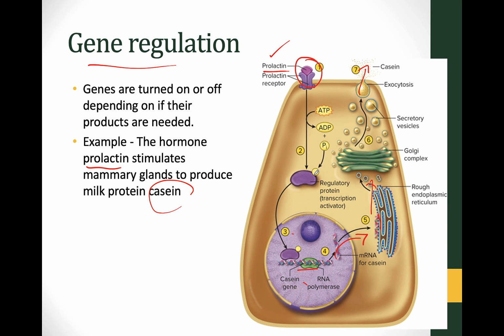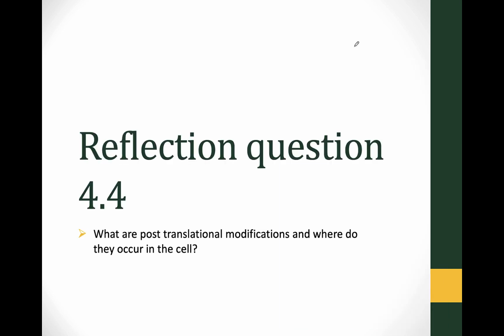When a baby stops breastfeeding, or mom decides to stop, this prolactin hormone stops getting stimulated, and so we stop producing casein, and then you stop producing breast milk. So take a moment and reflect on the post-translational modifications of proteins.